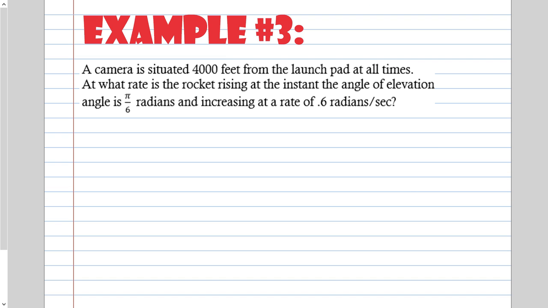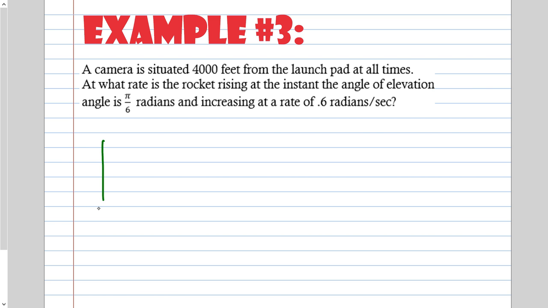Right. Next example. A camera is situated 4,000 feet from the launch pad at all times. At what rate is the rocket rising at the instant the angle of elevation is pi over 6 radians, and increasing at a rate of 0.6 radians per second? All right, so there's a rocket.